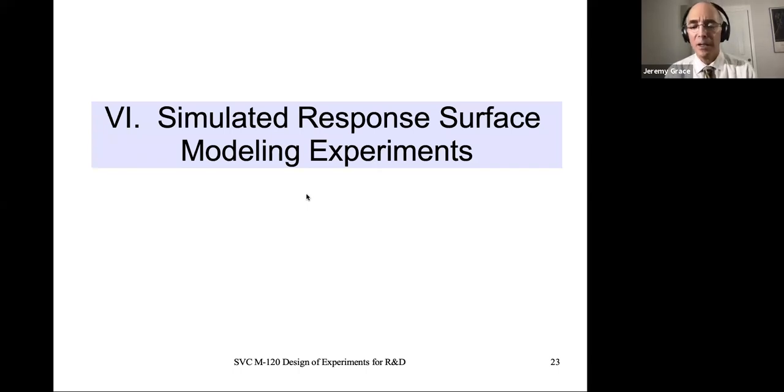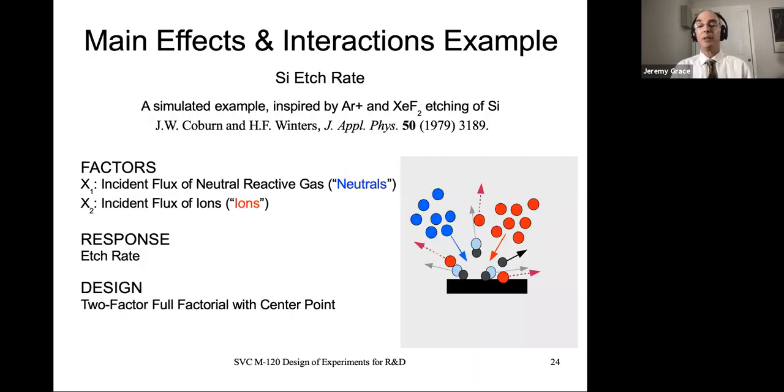So I've heightened your awareness to some underlying assumptions and some issues with the nature of the responses you're trying to measure. And so now I'm going to go into some simulations of what could happen. I'm going to start with a simulated main effects and interactions example. And this is inspired by Coburn and Winter's article on argon ion and xenon difluoride etching of silicon.